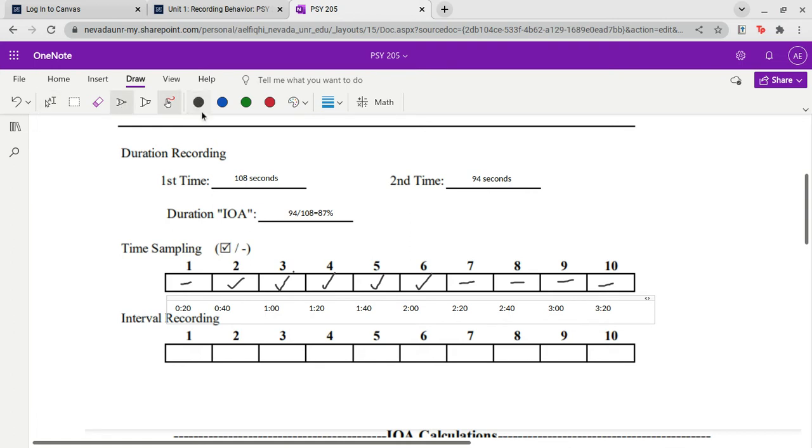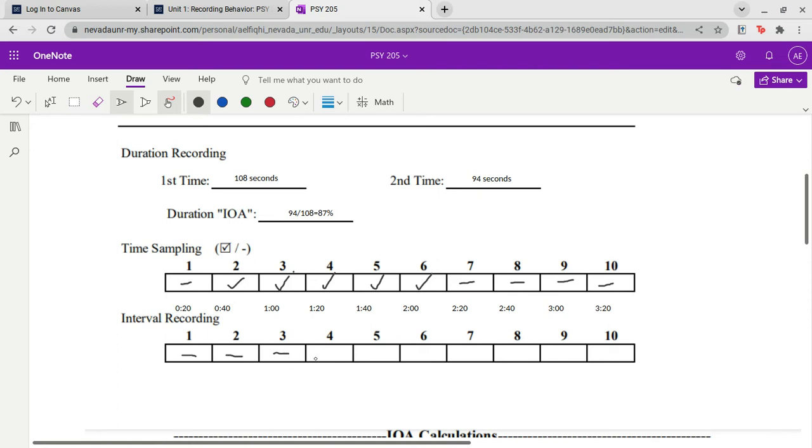Okay, so we're going to go through this one again. And we got, in the first interval, there was no occurrence. In the second interval, there was no occurrence. And at the third interval, there was no occurrence. So that would be 10 seconds, 20 seconds, and 30 seconds of the video.